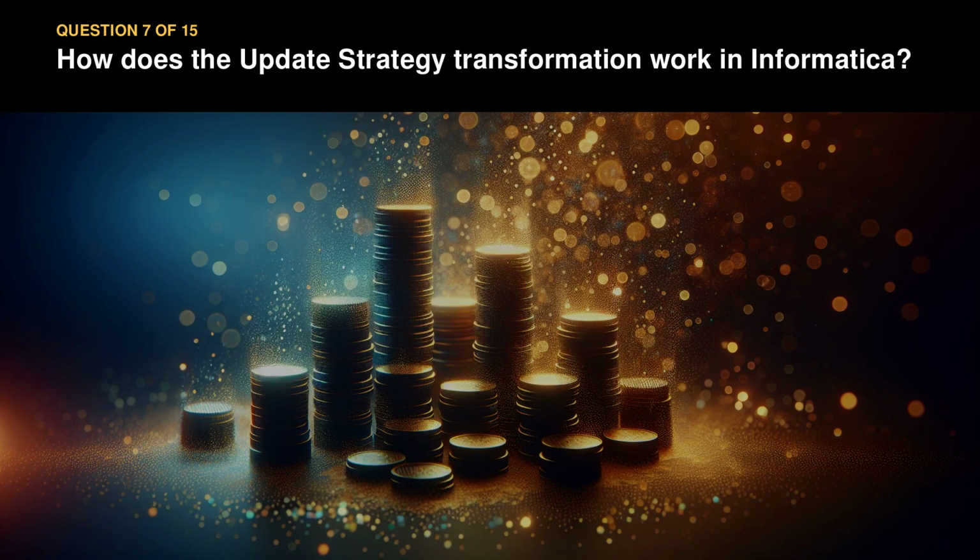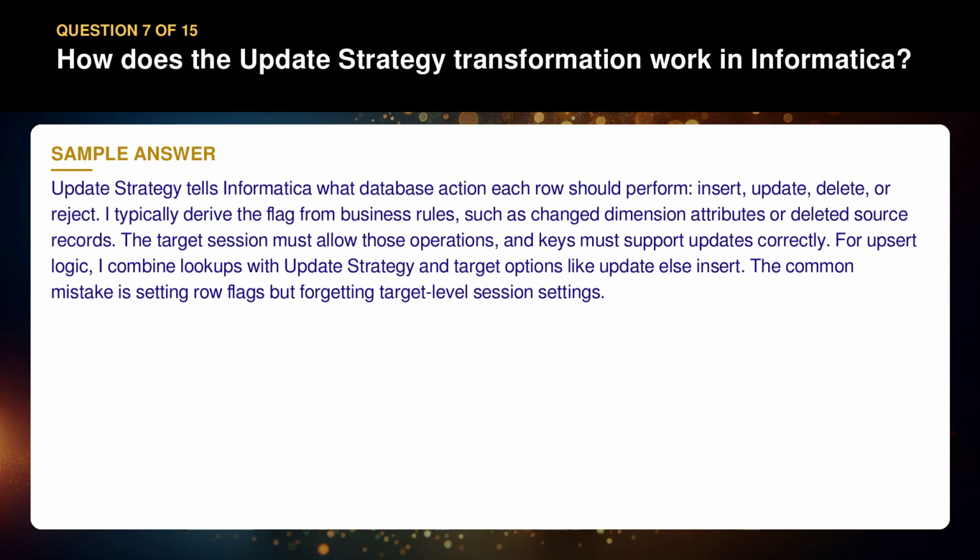Question 7. How does the update strategy transformation work in Informatica? Update strategy tells Informatica what database action each row should perform: insert, update, delete, or reject. I typically derive the flag from business rules, such as changed dimension attributes or deleted source records. The target session must allow those operations, and keys must support updates correctly. For upsert logic, I combine lookups with update strategy and target options like update, else, insert. The common mistake is setting row flags but forgetting target-level session settings.